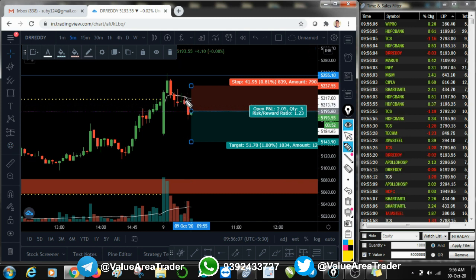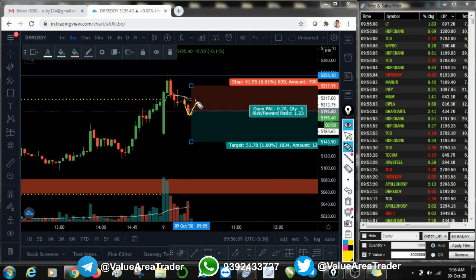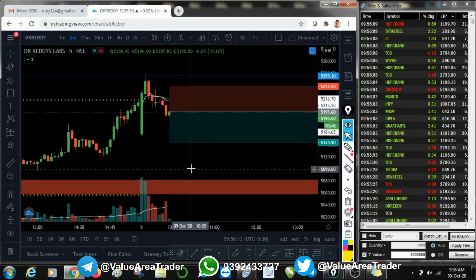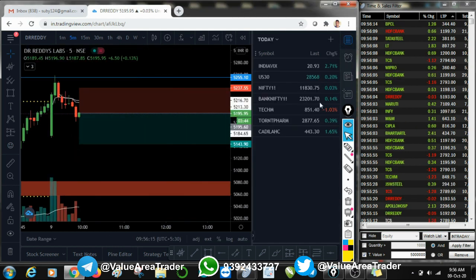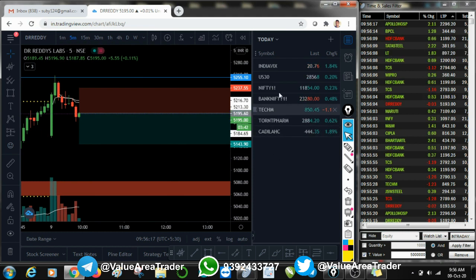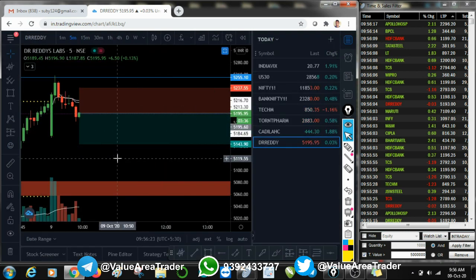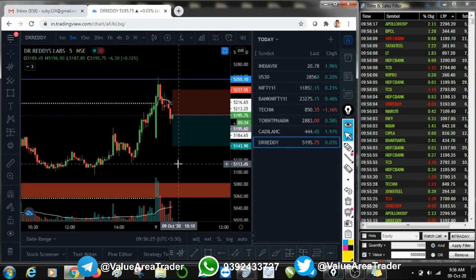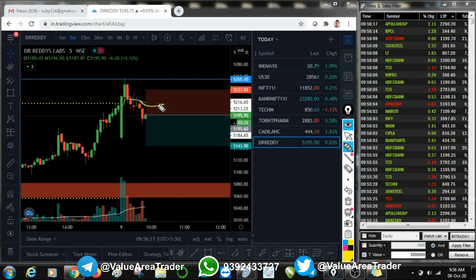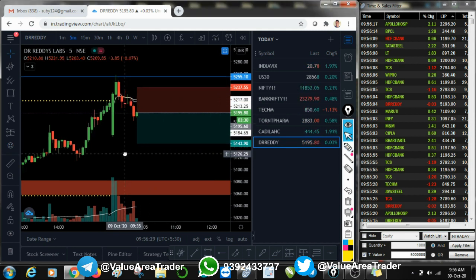Okay, what I'm waiting for is a small pullback here, and then when it fails, then I will take a short position. Okay, so I think I already have Dr. Reddy here. No, so I'll just add Dr. Reddy. Okay, so we are waiting for a pullback and then a rejection at this anchored VWAP. Then we will take a trade.